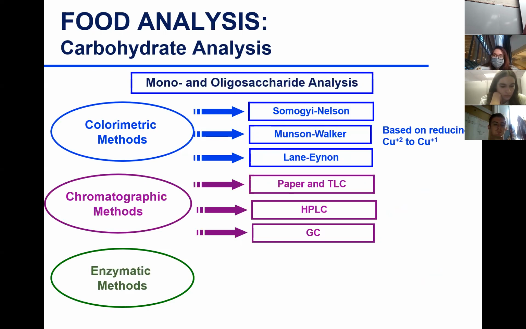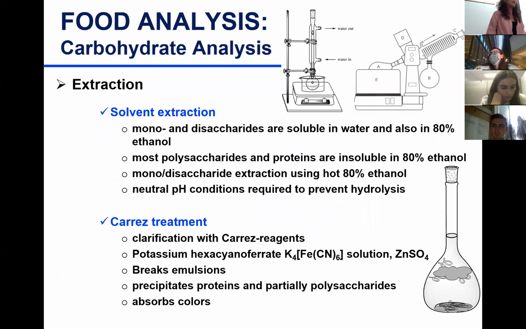So moving on to specifically determining mono-, di-, and oligosaccharides in your sample. This requires preparation, which I'll talk about in a second. There are different methods to determine mono-, di-, and oligosaccharides: colorimetric methods, chromatographic methods, and enzymatic methods. We're going to talk about the different types of methods, but before that, we need to prepare your sample for such analysis.